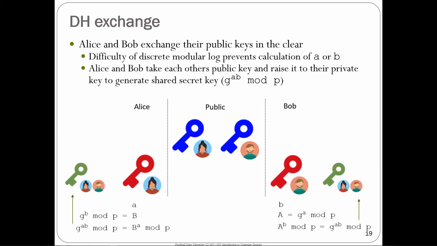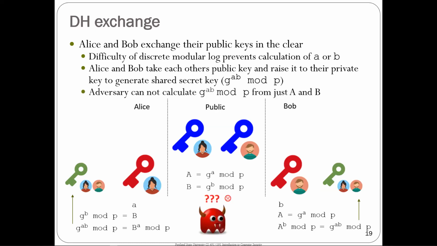Now the question is, someone in the public, can they also compute G to the AB mod P from just capital A and capital B? And so this is the question that you have to ask. And as it turns out, just from these two values, you can't do this. You can't take G to the A mod P, raise it to G to the B mod P, and be able to get G to the AB mod P. That just doesn't work. Okay, so this is the Diffie-Hellman key exchange that allows you to very nicely get this shared key for very, very little overhead, as it turns out.